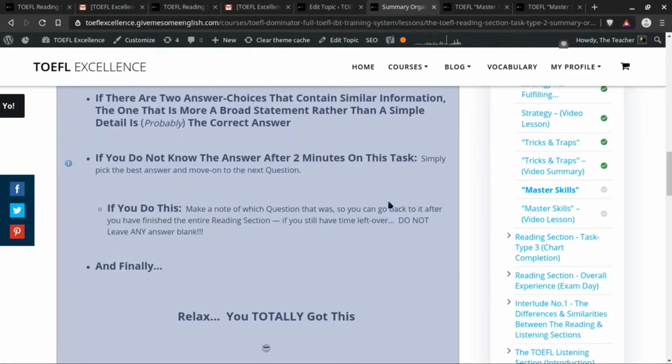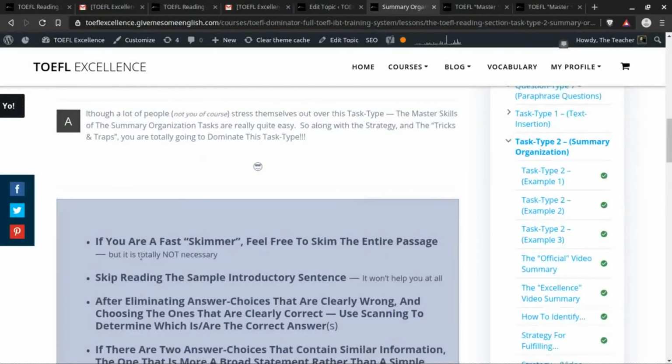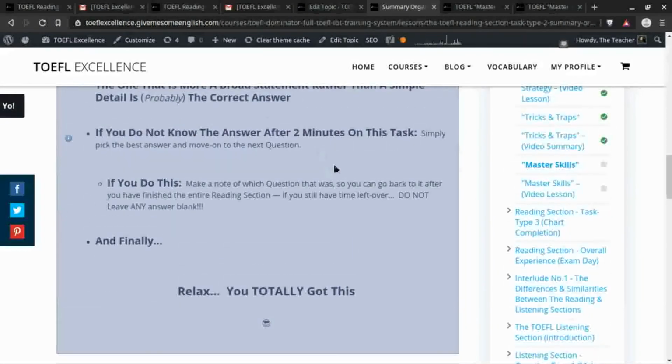If you don't know the answer after 2 minutes with this one, and really, you should be able to do this task type in 1 minute because you'll be following the strategies that we lay out here. You'll be aware of all the tricks and traps, and you'll be following these master skills, which means that you totally will dominate this task type. Or master it. If you're in the TOEFL Dominator, you'll dominate it. If you're in one of the master courses, you will master it. But really, it's the same thing. You're going to do awesome on this one.